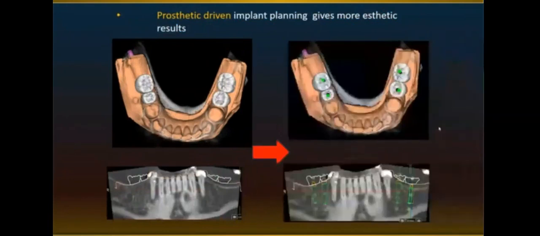So here is the prosthetic-driven versus the bone-driven restoration. So here you must know how the restoration will look like, and then go through implant planning. And it's very important in your implant planning software that you have like a prosthetic simulation, that you can put imaginary wax up in order to imagine your treatment plan.